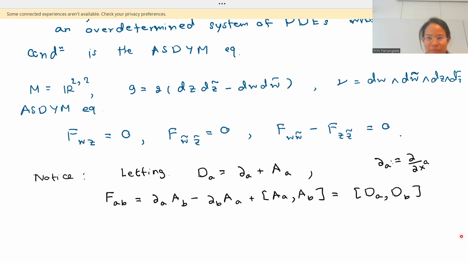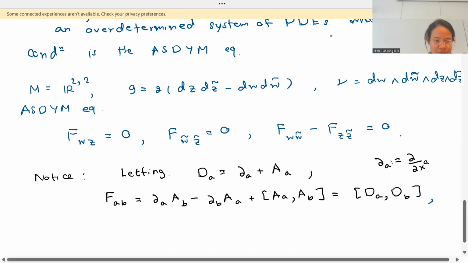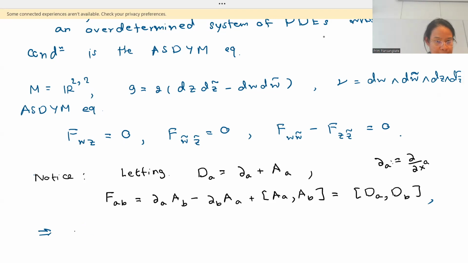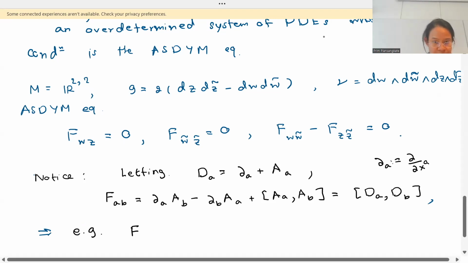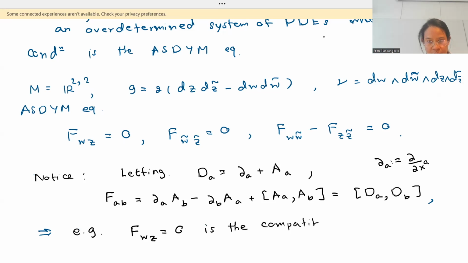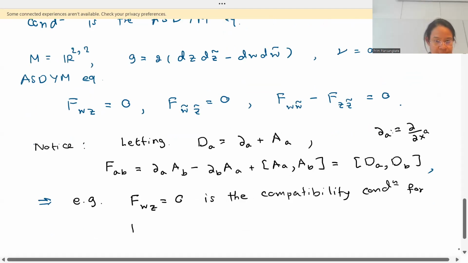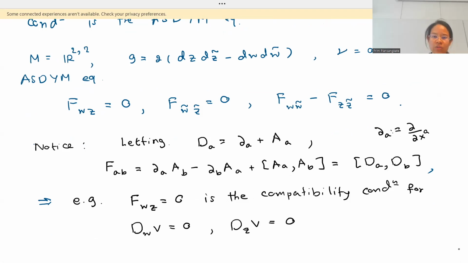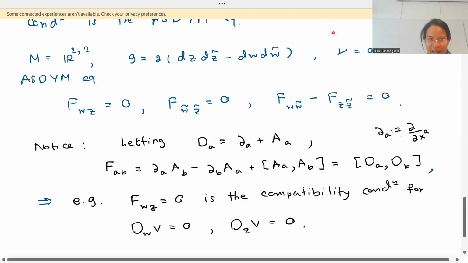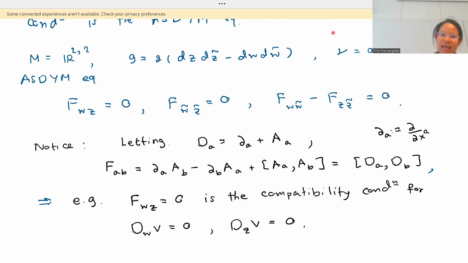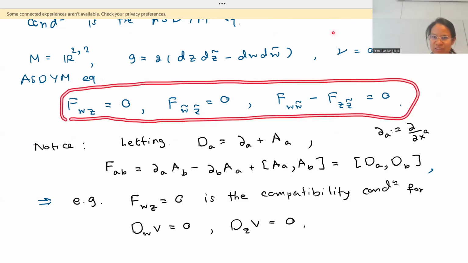Maybe I just write it down. Letting this, we have that, for example, the first equation of the anti-self-dual Yang-Mills equation is the compatibility condition for this overdetermined system. Or we could say that this is a Lax pair for just this equation alone. But now the anti-self-dual Yang-Mills equation is the three equations together, not just one.